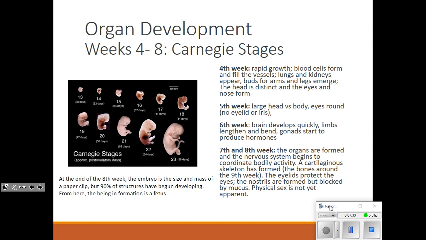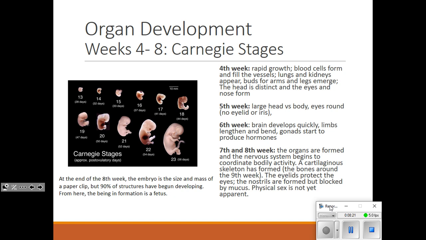Now, week 7 would take us to 49 days, so right between picture 20 and 21. And week 8 would take us to 56 days. Now, during those 2 weeks, most of the rest of the organs are forming. They're not finished, right? They're not done, they're not mature, but they're on the go. The nervous system is going to start coordinating things. There's a cartilaginous skeleton, so the bones have started forming, but they're not hard yet. They're still really pliable. Eyelids form there. Nostrils are there for the nose. They're still blocked, but they're there.